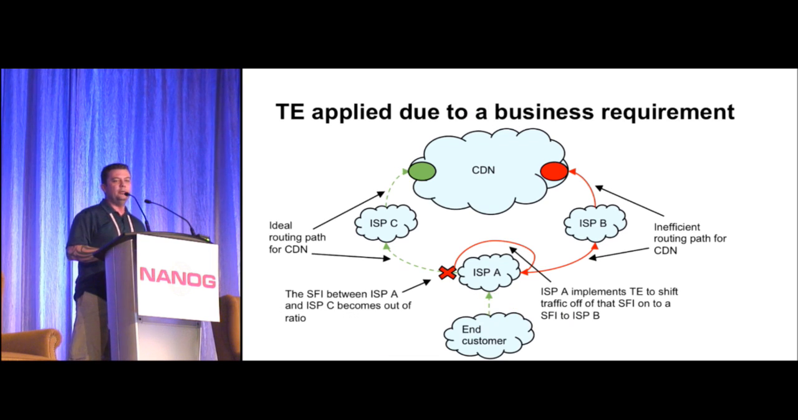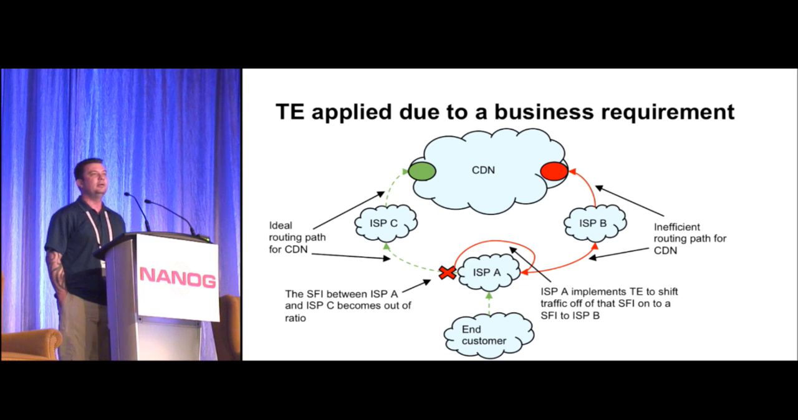The second one that we want to talk about is a change in business requirement, or a TE policy applied due to a business requirement. So this is where we start getting into that great subject that I know NANOG has discussed before, and all the papers have discussed before, right? Settlement-free interconnect fights between companies, between ISPs, because links have gone out of ratio. This is a particular fight that impacts us.